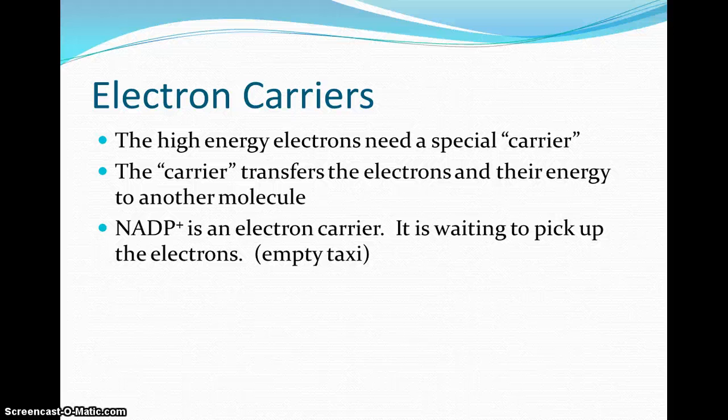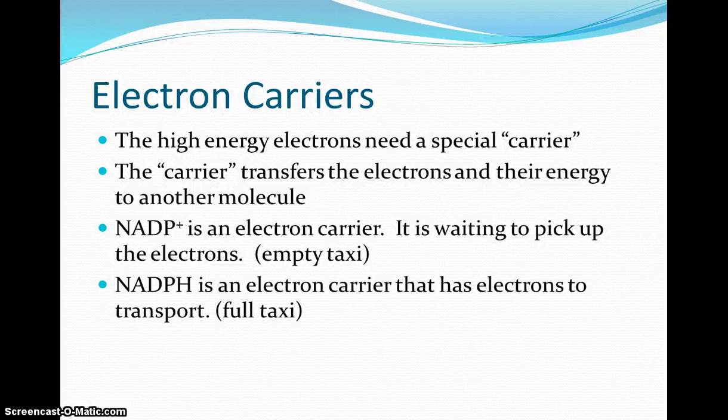NADP+ is an electron carrier. It is waiting for electrons like an empty taxi. NADPH is an electron carrier, and it has electrons to transport, so it's going to be a full carrier. So just like ions, if we lose that hydrogen, we're going to lose an electron, so then it becomes positive, and vice versa. If we put the hydrogen here, then it's going to be full, and it's not going to be positive.